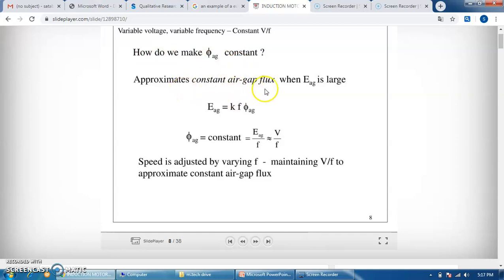Approximately, there is constant air gap flux when Eg or induced EMF is having a very large value, because we know E equal to K into F, that means the frequency into phi. So phi is constant. That means E by F is constant, as induced EMF is proportional with the supply voltage in case of starting or steady state condition. So we can replace this E by V. So it will be more or less proportional to voltage by frequency. So the speed can be adjusted by varying this frequency, maintaining V by F ratio to a constant air gap flux.